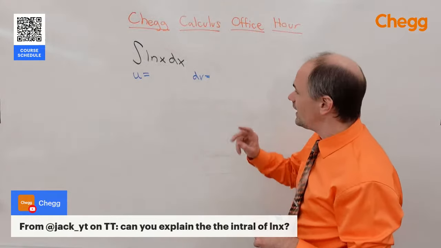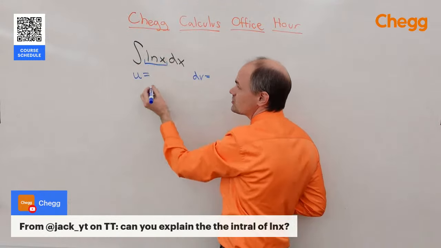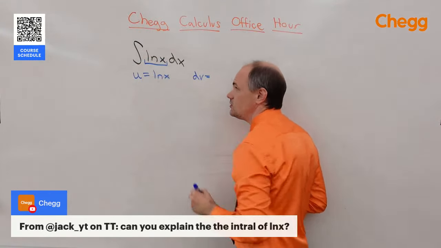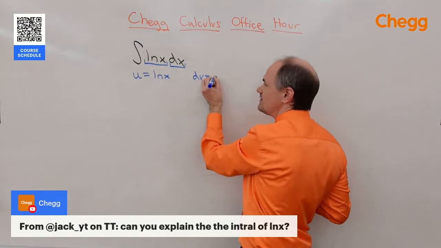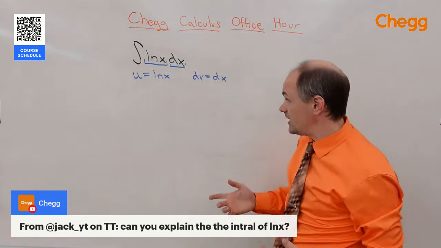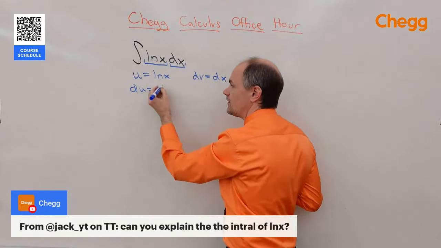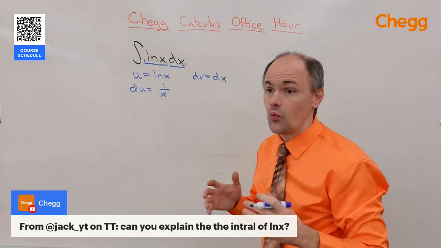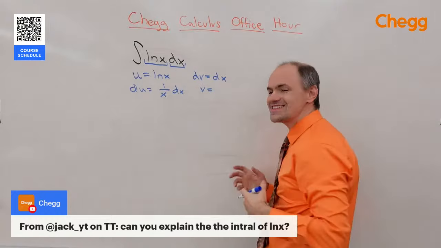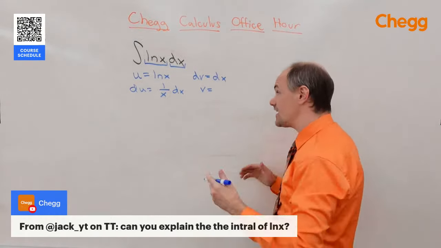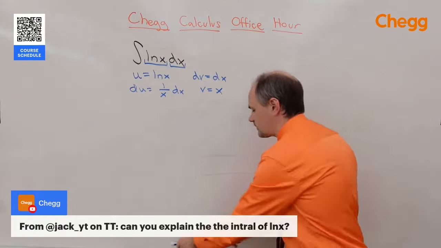But doing our u substitution, natural log of x is really the only function in there. That's going to be my u, which means the rest of the function is going to become my dv, which is just the dx. We'll take the derivative of u. The derivative of natural log is just 1 over x dx. We'll take the antiderivative of our dv. The antiderivative of dx is just x.